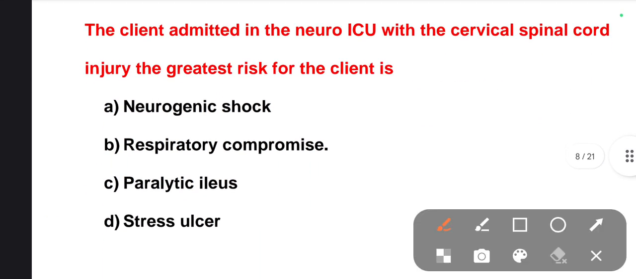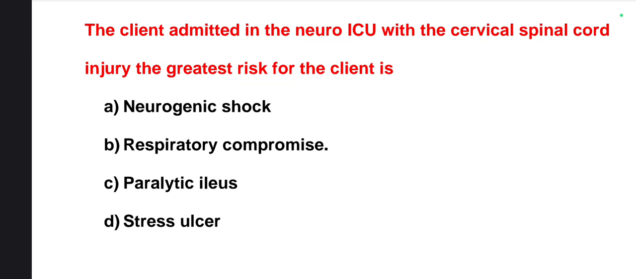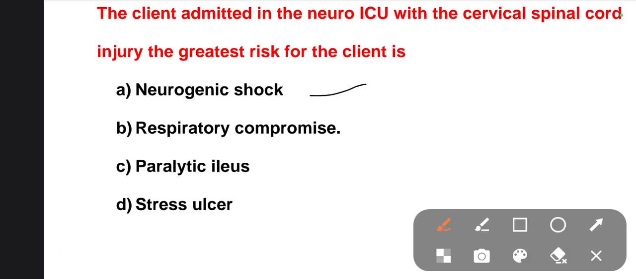The next one is a client admitted in the neuro ICU with a cervical spinal cord injury. What is the greatest risk for this client? The options are neurogenic shock, respiratory compromise, and paralytic ileus and stress ulcer. The right one is respiratory compromise.